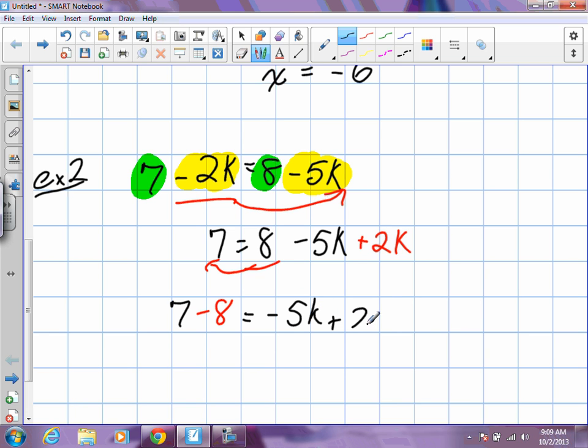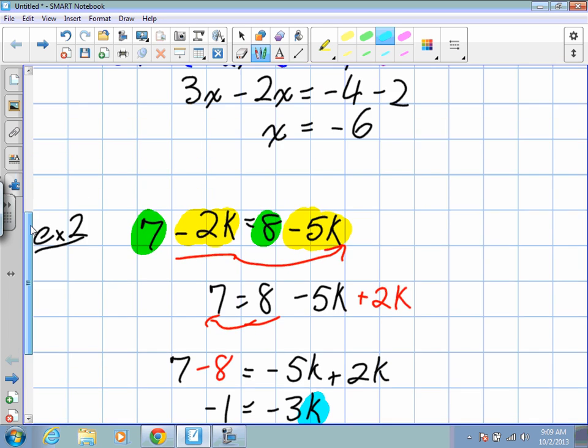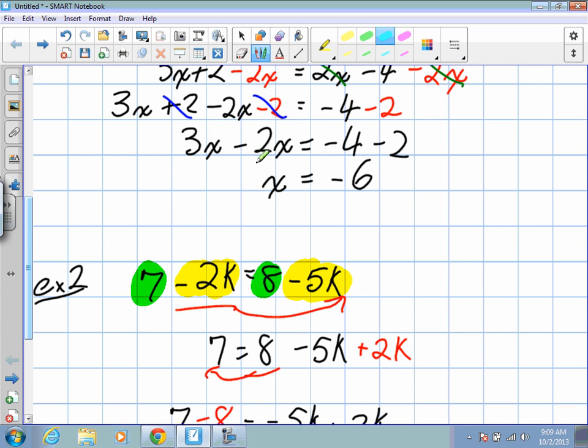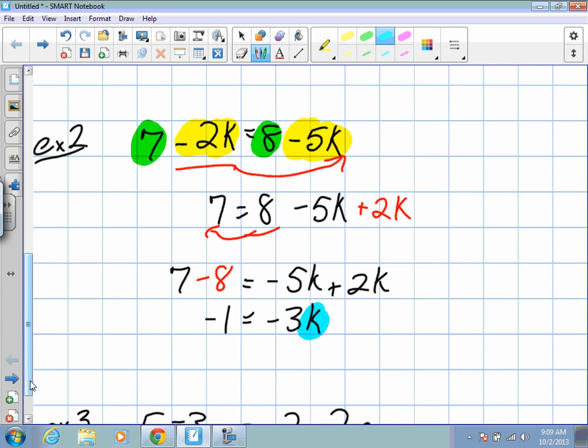Now we have all of our like terms on both sides of the equation. So what is negative 5k plus 2k? Negative 3k. Excellent. And what's 7 minus 8? Negative 1. Are we done? Have we isolated for k in this case? No. So in the one above, yes. In the one above, it was really easy because we didn't have to do this extra step here. It was already x. But in this case, I need to focus on just getting k. So I still have to do one extra step here.